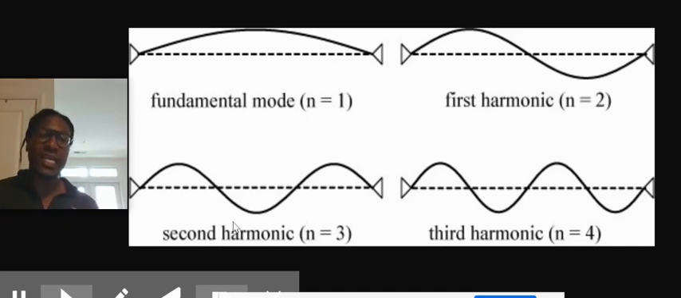Same thing if you went to the second harmonic. That would be two octaves higher than the fundamental. Now you can picture that. Let's say we're in a chorus and you have multiple sections. You have your baritones, that's your deepest singers. You have your altos, you have your tenors, and then you have your sopranos.